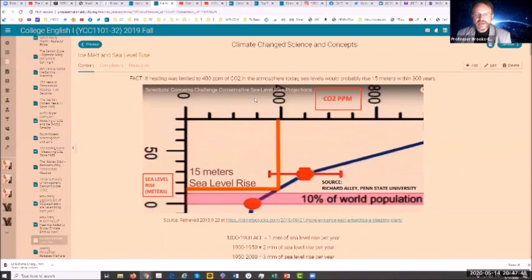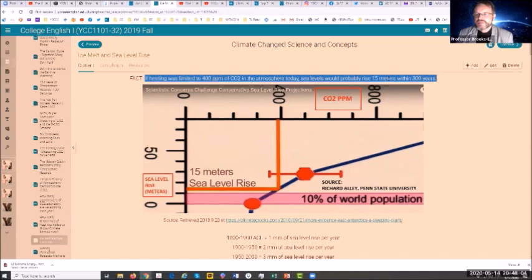And this is a really shocking fact. Hold on to your seats. If heating was limited to 400 ppm, and remember, we're at 413 in the atmosphere, sea levels would rise 15 meters within 300 years. If you look here, here's the ppm. This is the sea level rise in meters. We are here right now. This is 10% of the world's population going to be underwater with the ppm that we have already today.